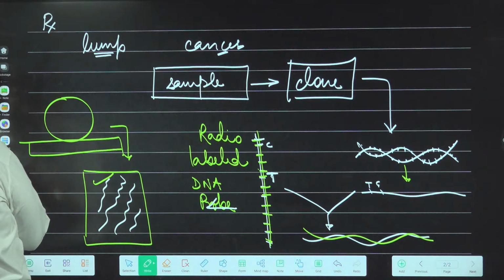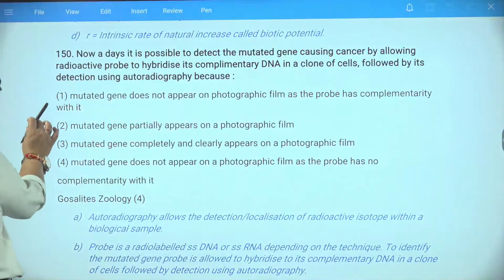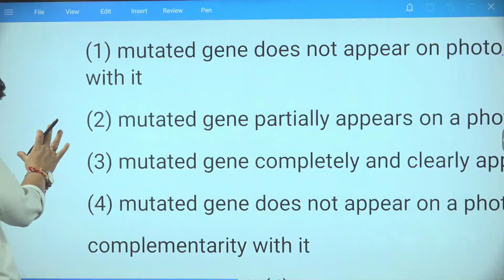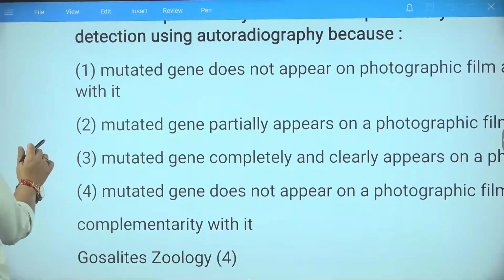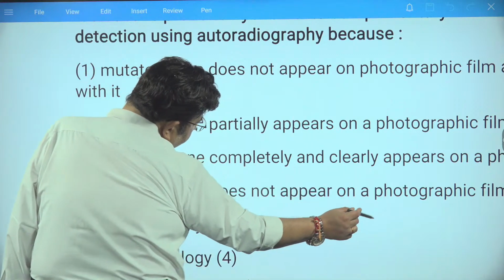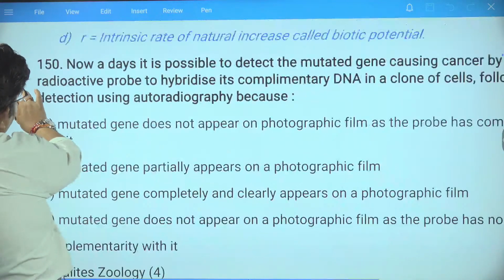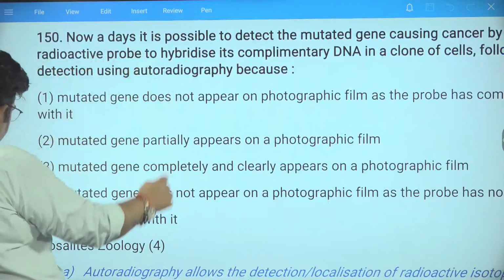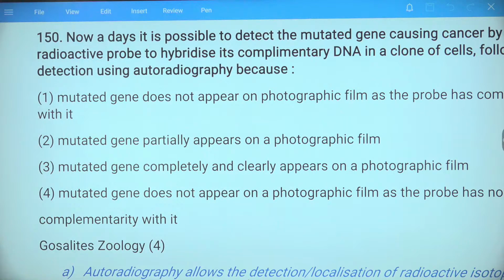Now let me check whether you have really understood or not. You have 4 options in front of you. Let us answer them. This question, nowadays it is possible. You can read all the 4 options. The answer cannot be seen. Let us see what the correct answer is. Who will tell me the correct answer?